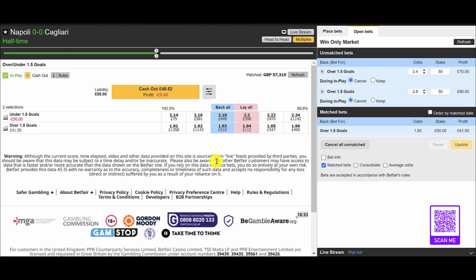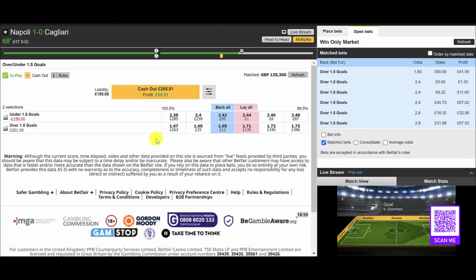We are expecting 2 goals in the second half as a minimum in this one. It's Napoli 0, Cagliari 0. Let's see what happens next. 68 minutes on the clock. We've got the goal that we were expecting. Okay, so Napoli have clearly made hard work of it, but we knew it was coming at some point.